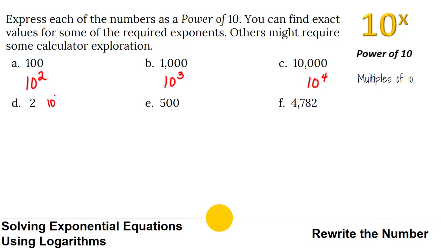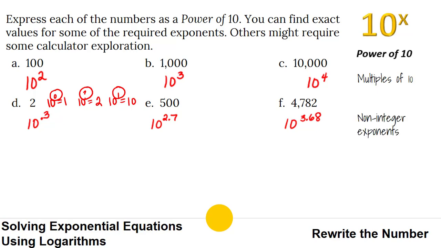If we know 10 to the 0 gives us 1, and 10 to the 1 gives us 10, then 10 to some unknown value gives us 2. That value will have to be between 0 and 1. Students begin trying decimal values, and they quickly come to what the three numbers could be for 2, 500, and 4,782. I use these three numbers to show that exponents can be non-integer exponents.